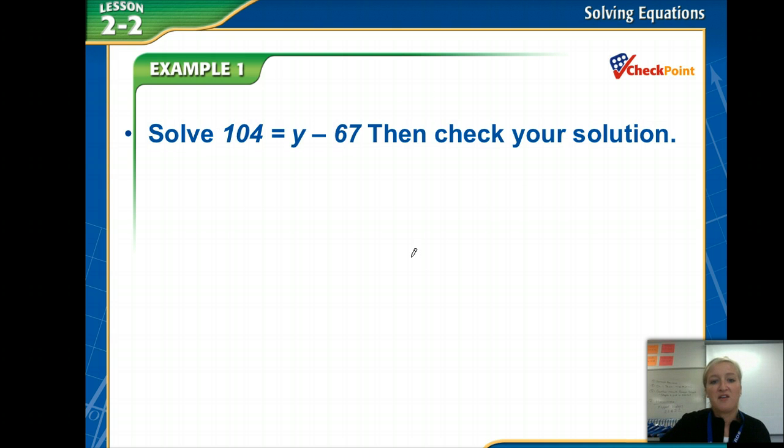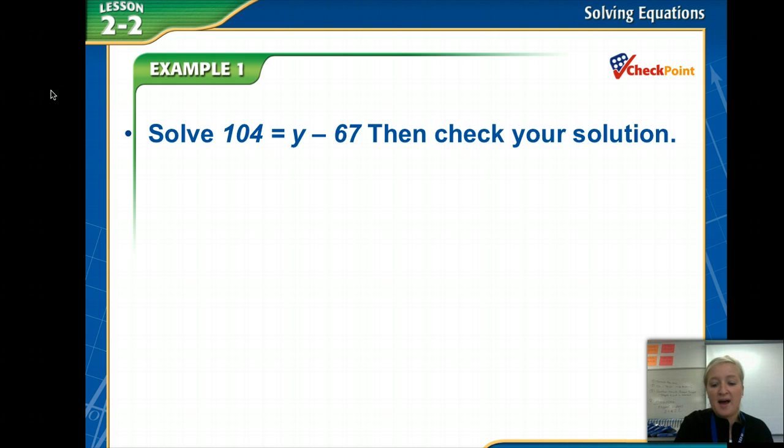So here we're at our first checkpoint. What I want you to do is pause the video and I want you to solve 104 equals y minus 67. We're solving for y. And make sure you check your solution. Again, at this time, pause the video and we'll come back and see if you got the same answer as I did.